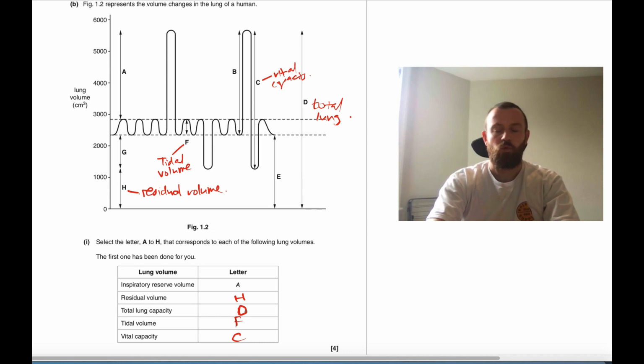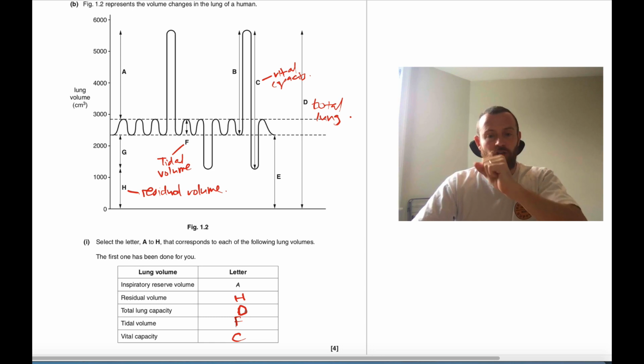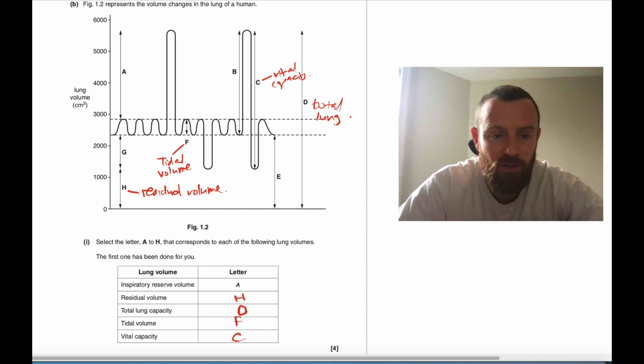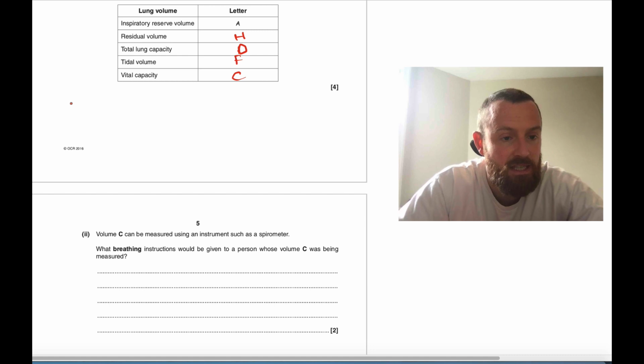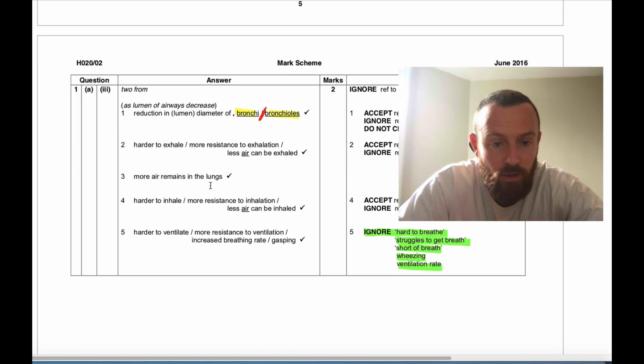So the instructions will be something along the lines of breathe in until your lungs are completely full of air and you can't get any more air in them. Then, put your mouth on the tube and then breathe out to your absolute maximum and you can't push any more air out of your lungs. This volume change would equal your vital capacity. Let's see what the mark scheme says about those 2 questions.